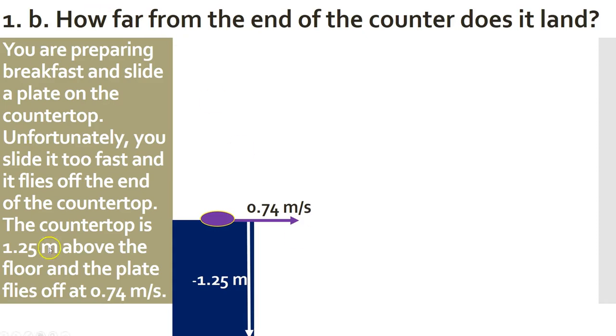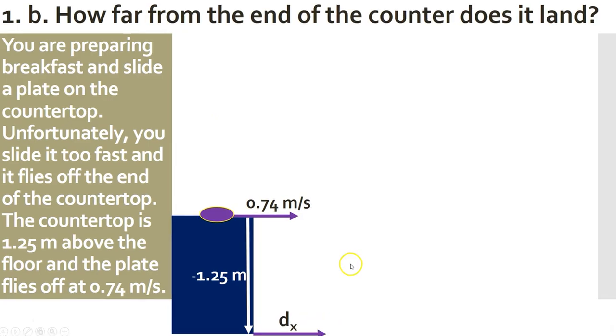Well, now look, I've got the same problem, but I've got a second part. How far from the end of the counter does it land? So we've got our same Vx, we've got our same dy. And what we're looking for is going to be our dx, our horizontal distance. How far from the end of the counter? So here's the end of the counter, and I want to know how far away. That's a horizontal measurement, a side-to-side measurement.